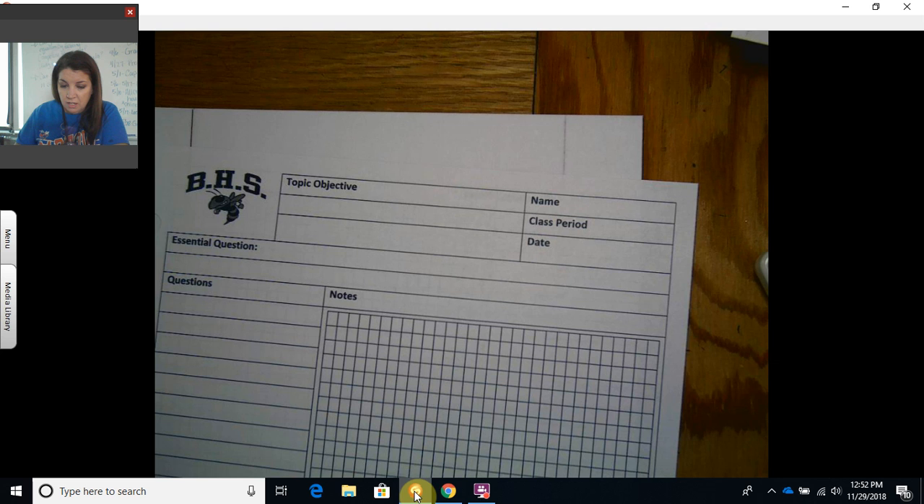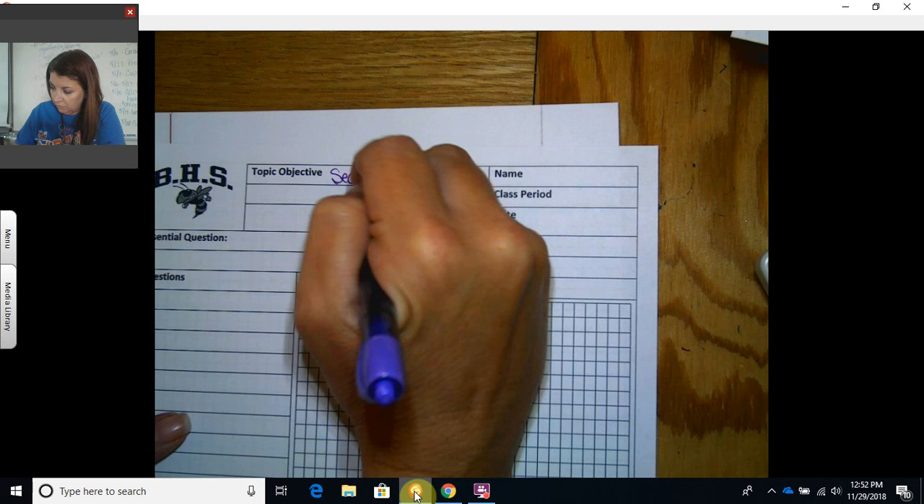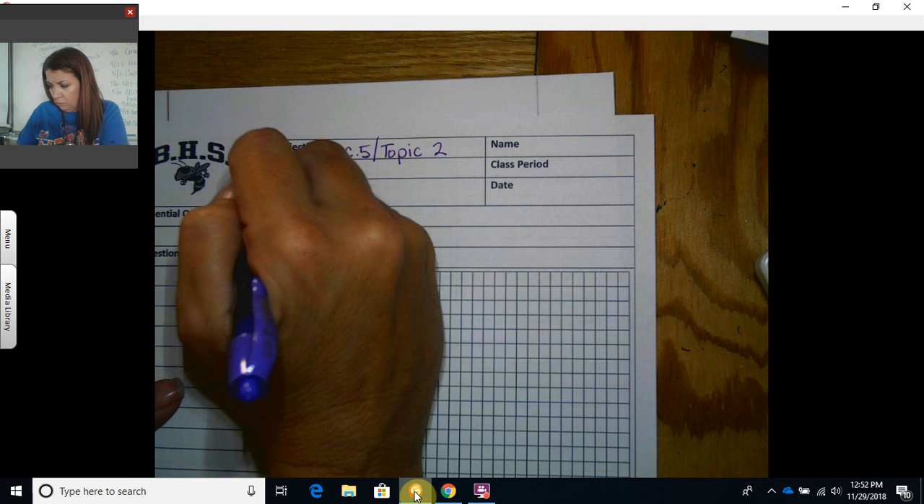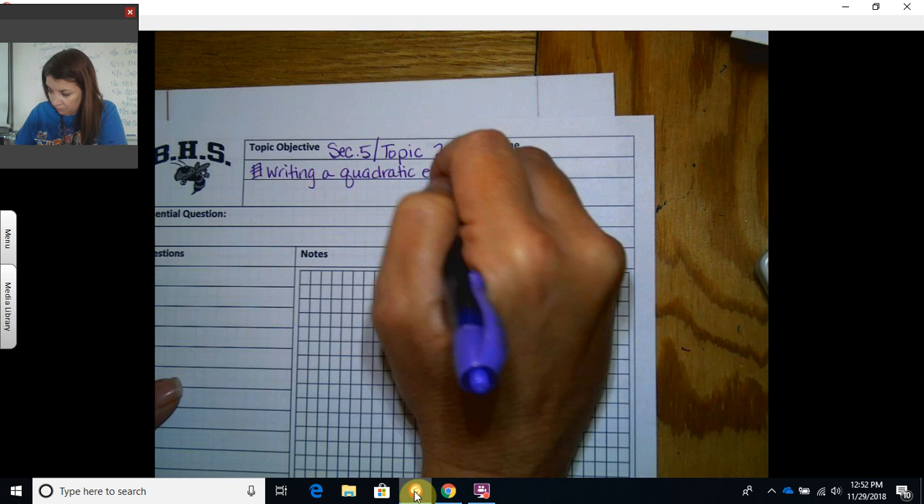Right, this is from section 5, topic 2. And the topic is writing quadratics from a graph. Oh, what I was writing there, I should say writing a quadratic equation when given a graph.